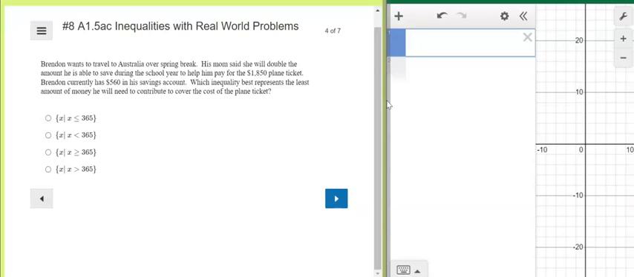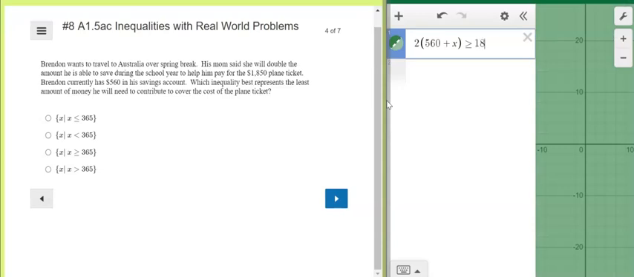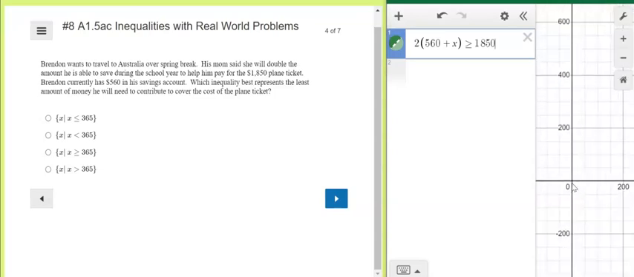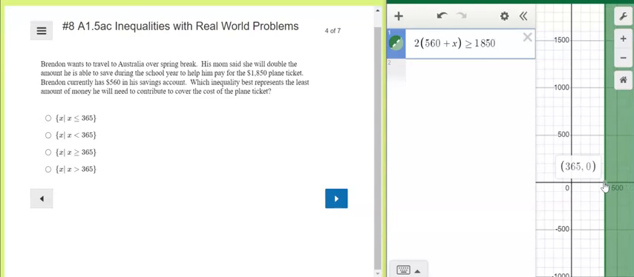So he already has 560, and he needs to know how much more he has to save. And on top of that, his mom is going to double what he saved. And so whatever he saves has to be greater than or equal to 1,850. Okay? Yeah. And then let's zoom out to see how much he has to save. So he has to save about $365, and it's going to be greater than because it's going to the right, and so he'll have enough money for his plane ticket.